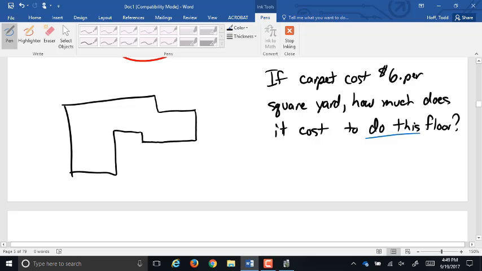So I got to put in some dimensions here. Let's say this is 2 yards, 5 yards, 4 yards, 8 yards, 1 yard, 4 yards, 6 yards, and 6 yards.